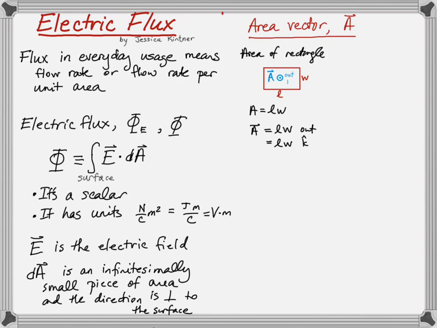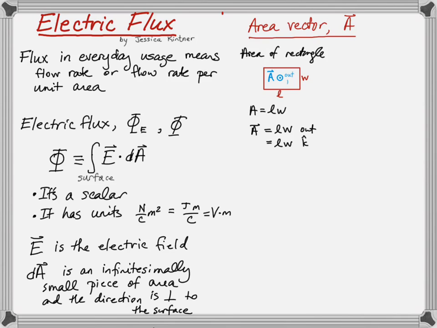If you've never seen this before, a circle with a dot inside is a symbol that we write to mean out of the page. So I don't have to draw a perspective drawing. I'll do that a couple times today, but it's harder to see. So that symbol means out of the page. The A vector, shown in blue in the figure, for that rectangle has a magnitude of the length times the width of the rectangle, and then the direction would be out of the page.